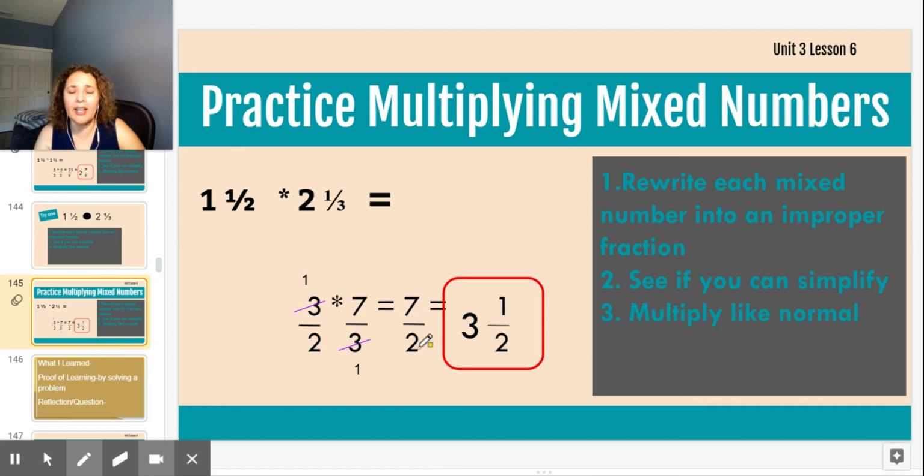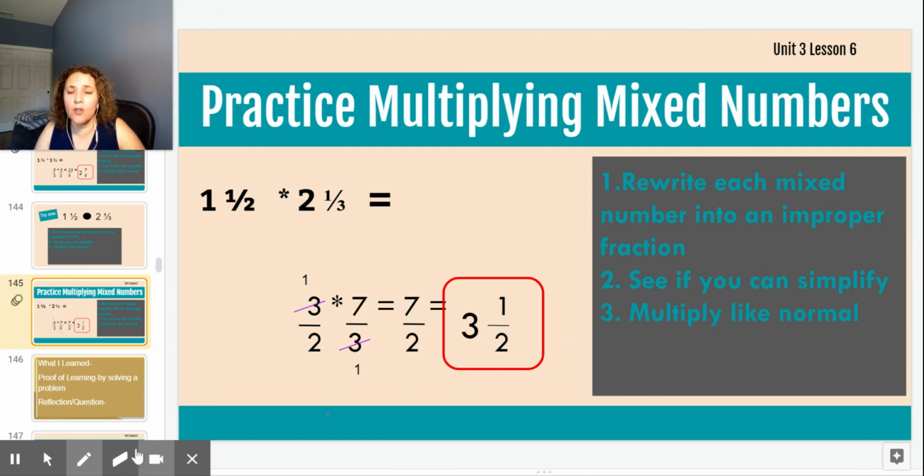7 divided by 2. So 2 goes into 7 how many times? 2 times 3 is 6. I have one more to go to 7. So that gives me 3 1/2. Remember, my denominator stays the same.